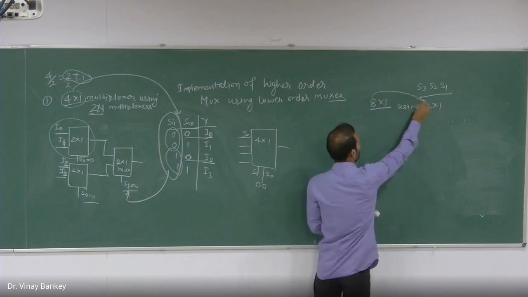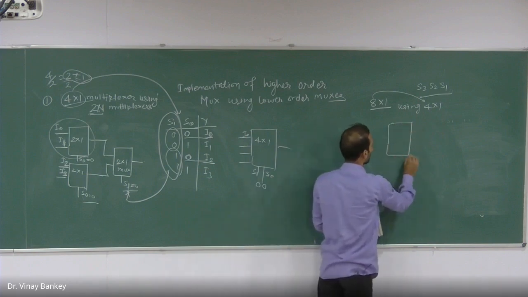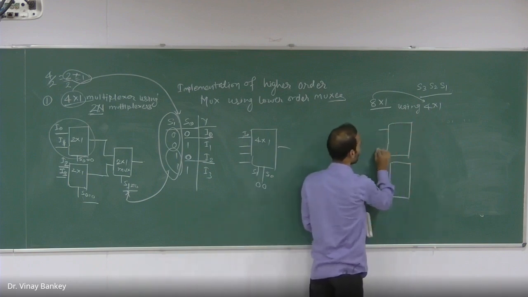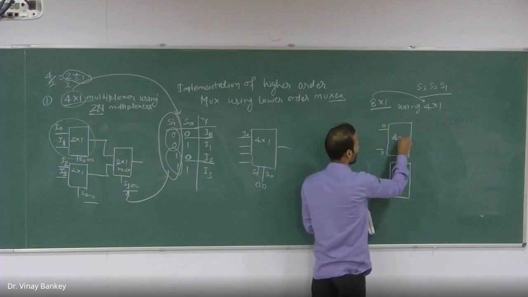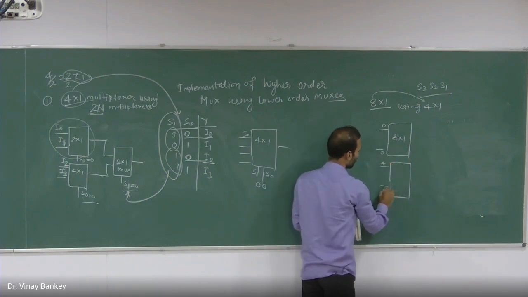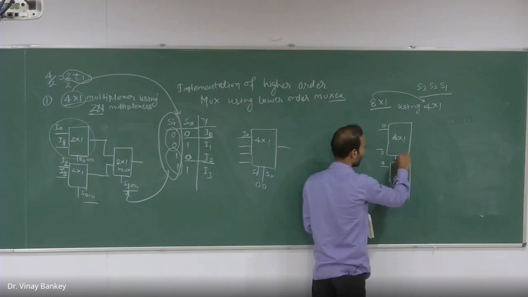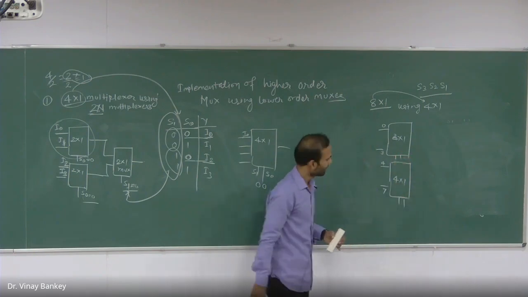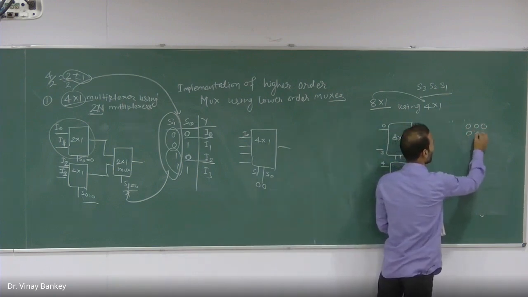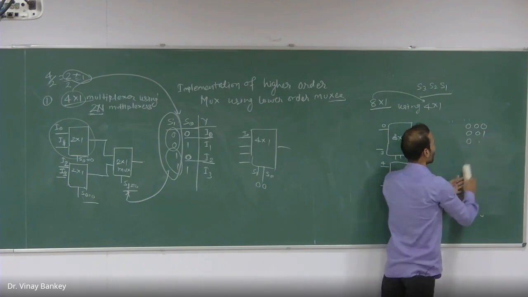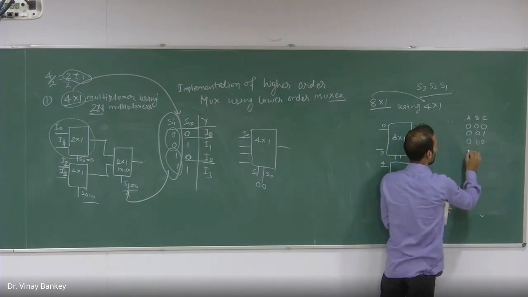So it is clear that 2 multiplexers will be needed at the first stage. So we will have a total of 8 inputs, from 0 to 3 in the first multiplexer, and from 4 to 7 in the second multiplexer. And it will have 2 selection lines. And if you write a 3 variable K-map, it will be very clear to you which variable should be connected to which selection line.